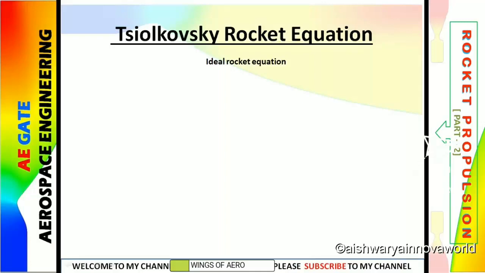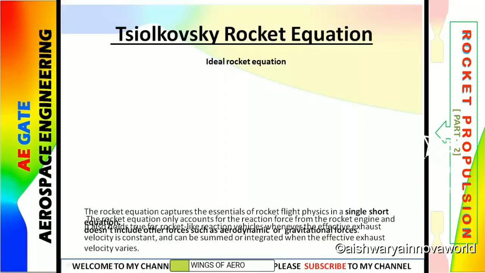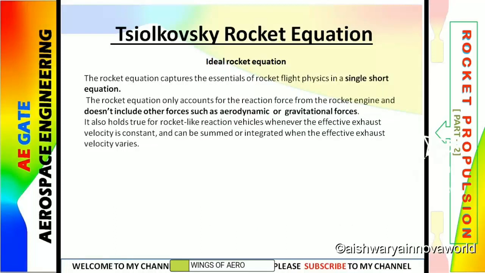Now I will come to the Tsiolkovsky rocket equation, or it can be known as the ideal rocket equation. First we'll see the assumptions. This equation can be used for a single-stage rocket, and it has specific assumptions: it doesn't depend on aerodynamic forces as well as gravitational forces, and the effective exhaust velocity is considered to be constant.